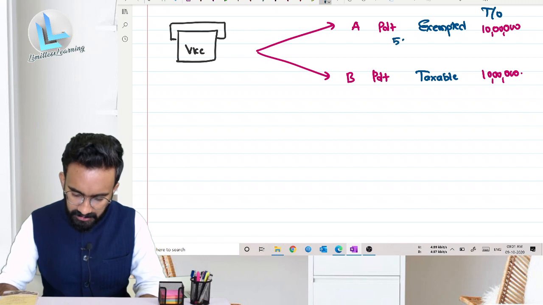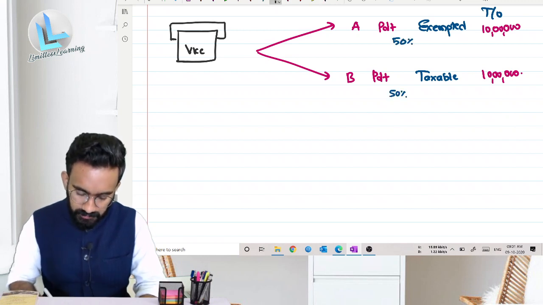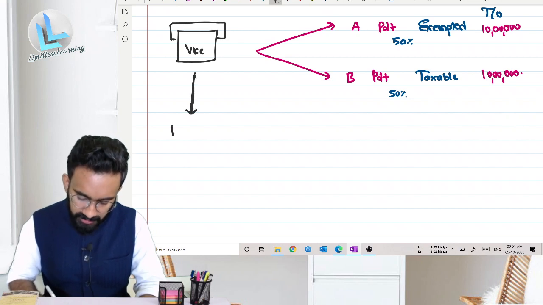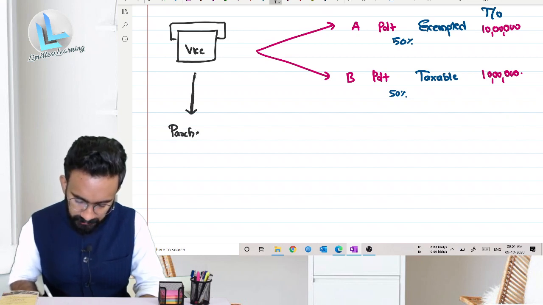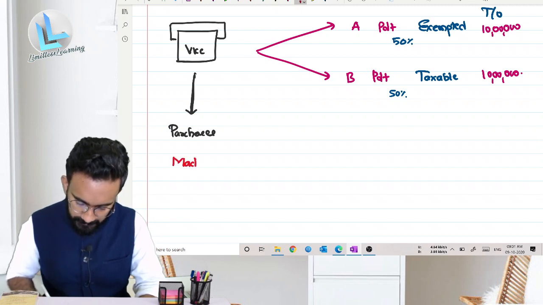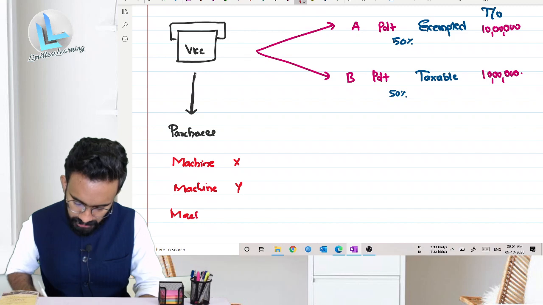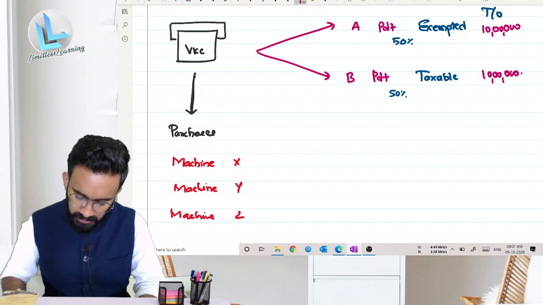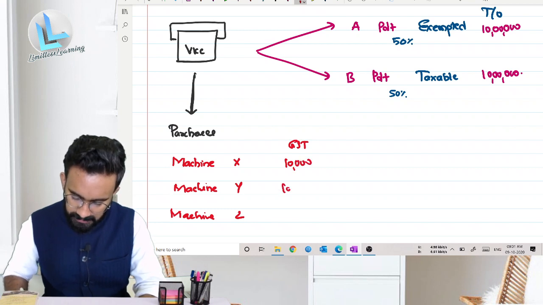Which means that their ratio happened to be 50-50. They have made the following purchases. They purchased machine X, machine Y, machine Z. The GST paid on all of these happened to be the same, 10,000 rupees.